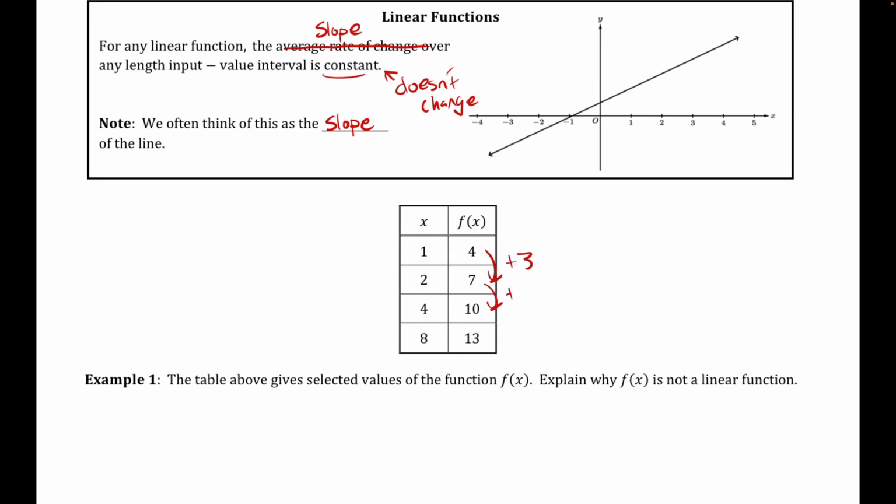7 to 10, I add 3. 10 to 13, I add 3. And at first glance, you're like, that's constant, Mr. Sindel. Why is this not constant? Because of the left side. But it doubles though. Over here, we add 1. Over here, we add 3. Over here, we add 4. Oh, yeah, which is double.